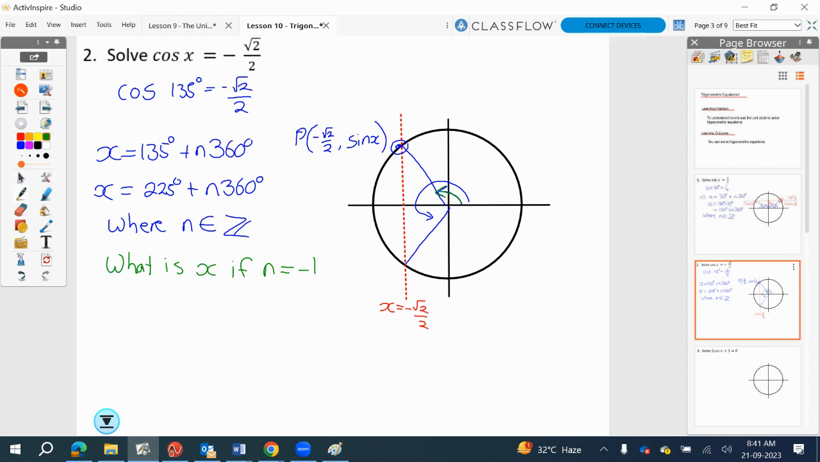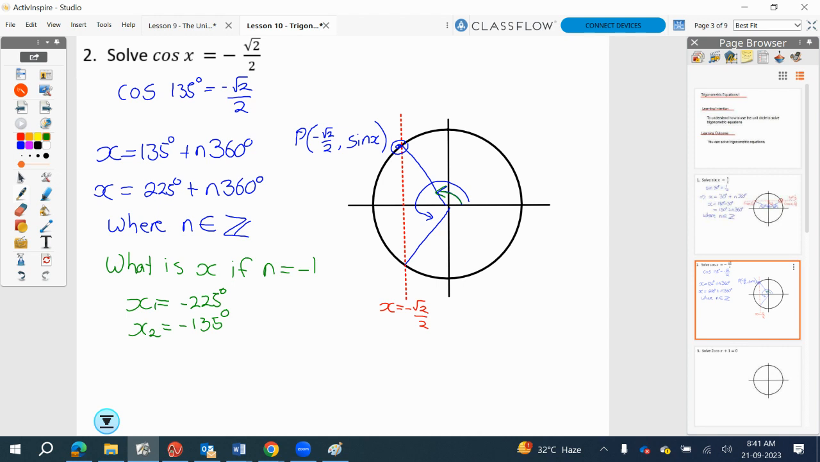All right. Let's have some answers. So for x is equal to 135 plus n 360, it's -225. What is the other solution? -135. Okay, look at these two solutions. Can you see them in the one above?